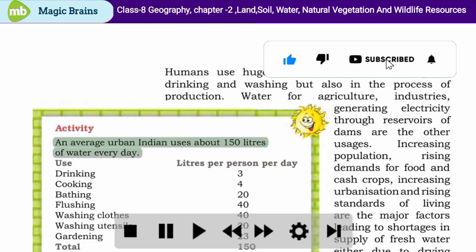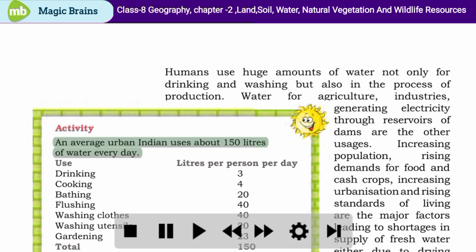An average urban Indian uses about 150 liters of water every day. There are two columns in the box. In the first column, it is written the uses of water, and in the second column, it is written liters per person per day. Here, drinking uses 3 liters per person per day. Cooking uses 4 liters per person per day. Bathing uses 20 liters per person per day.